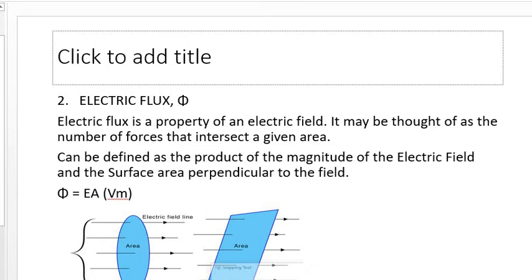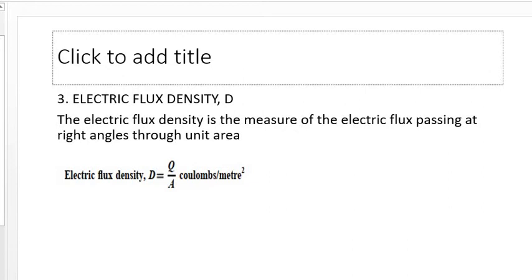So that is it about flux, and we move on to another definition, which is electric flux density. Electric flux density is the measure of electric flux passing at right angles through a unit area. Electric flux density is denoted by capital letter D, and it's charge over area. The unit of charge is coulombs, and the unit of area is meter squared. So the units for electric flux density is coulombs per meter squared.